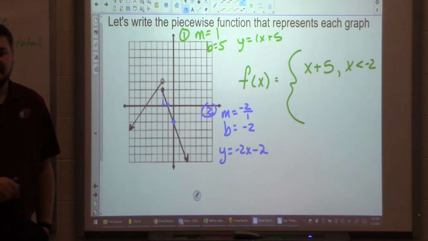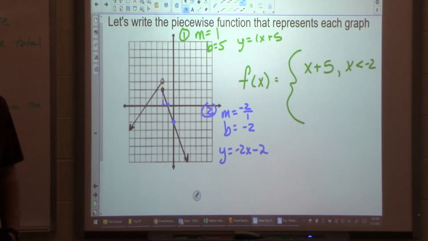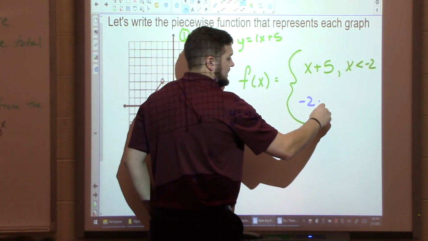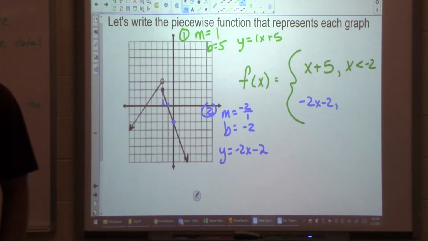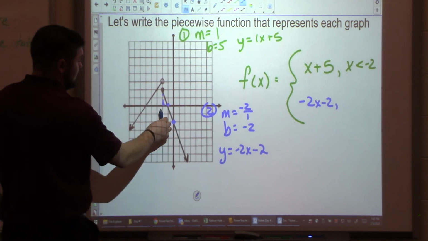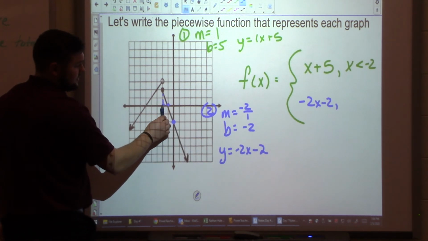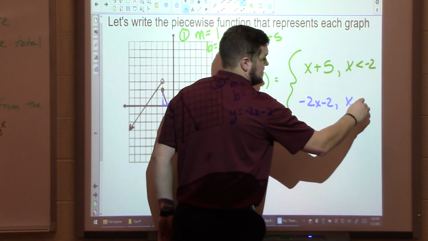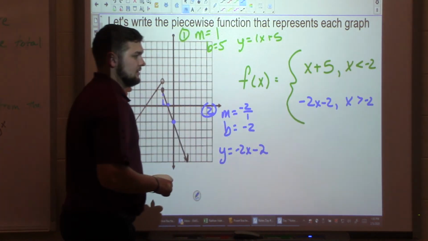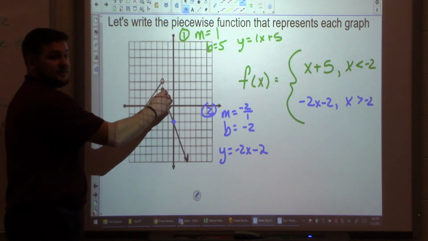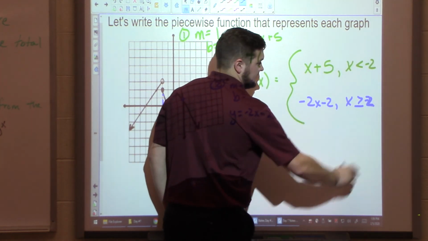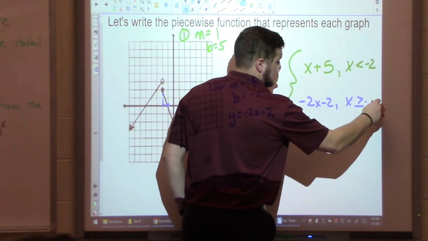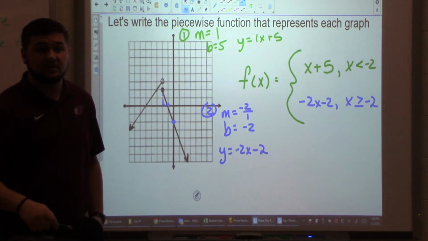Then what? If I go to put that in my piecewise, I'm going to write negative 2x minus 2, comma, and figure out what x values we use that for. Where does it start? At x equals negative 2, and does it go less than or greater than? Greater than. So x is greater than negative 2, but I don't think that works, because it's filled in, so it's greater than or equal to negative 2. There you go. And that's it. That's the whole piecewise there.